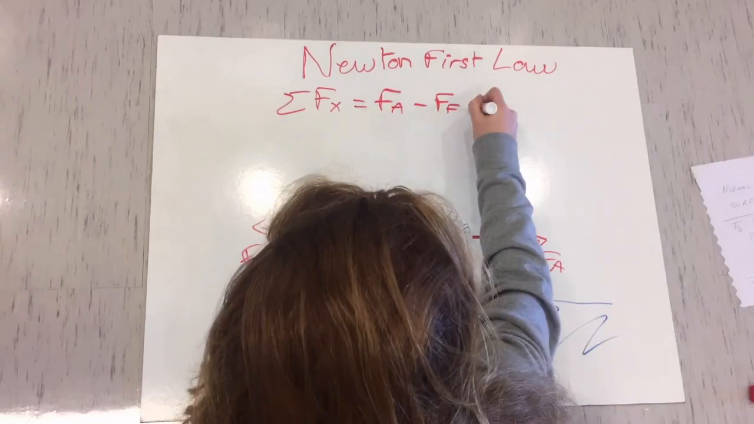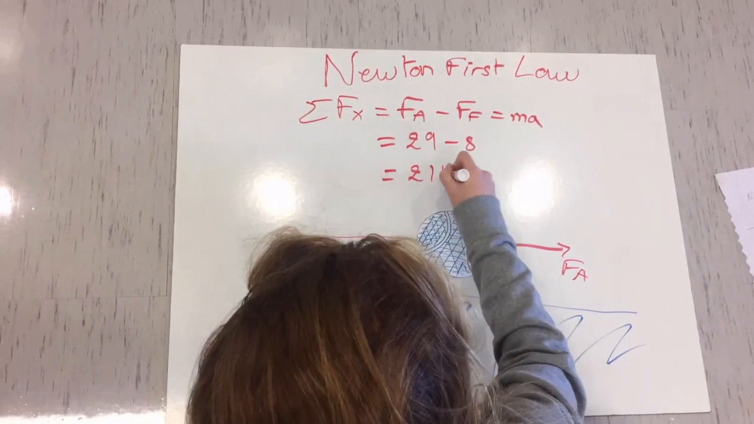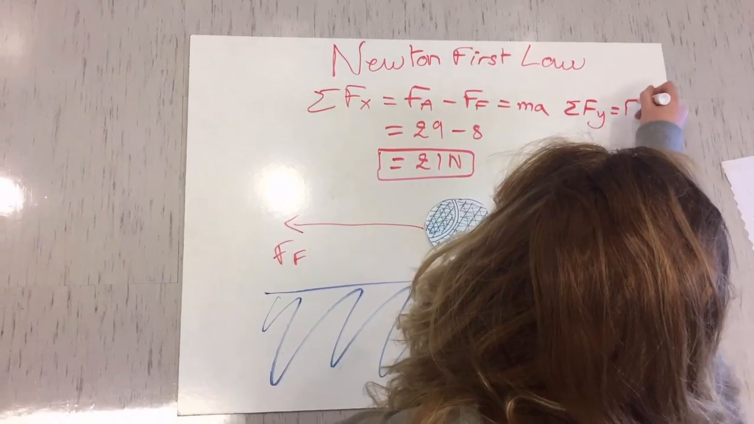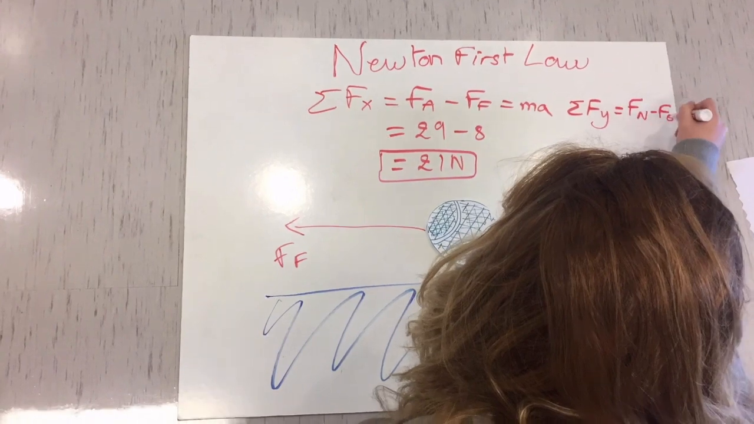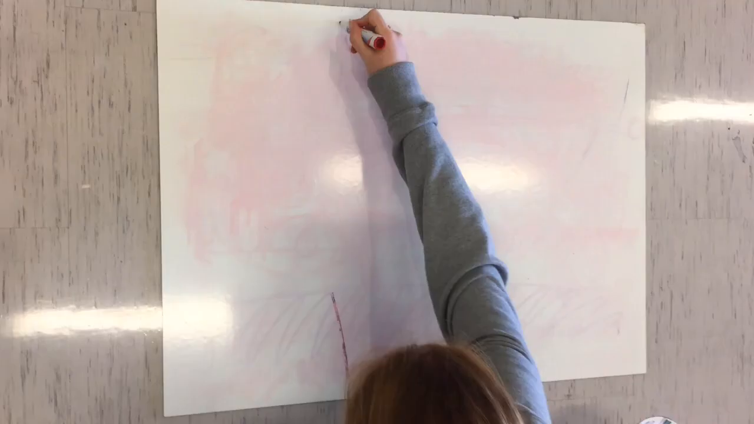Newton's second law says the acceleration of the object is produced by the net force, and is directly proportional to the magnitude of the net force and inversely proportional to the mass of the object. For example, a ball is rolling on sandpaper. The applied force is 8 newtons and the friction force is 29 newtons. Therefore, the overall net force will be 21 newtons.